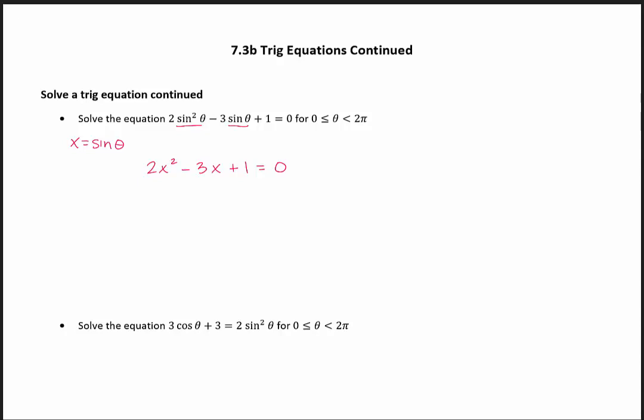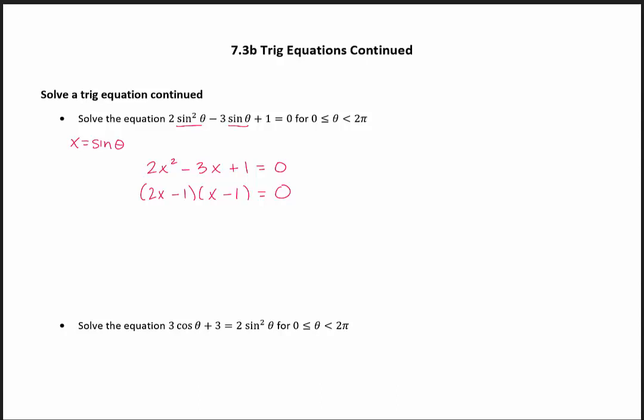So I have a quadratic equation, I have options. I could complete the square, I could use the quadratic formula, or I could factor. And what jumps out to me here is factoring. So if I factor it, I get 2x minus 1 and x minus 1 equals 0. If I double check, I get 2x squared minus 2x minus another x, that gives me minus 3x, and then negative 1 times negative 1 is positive 1.